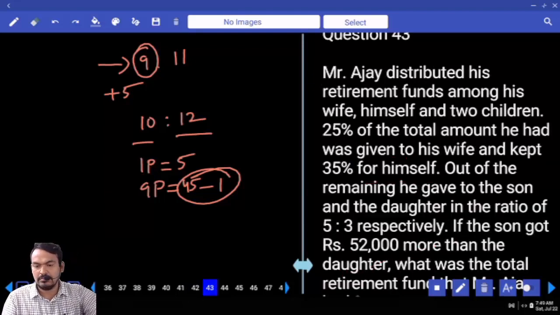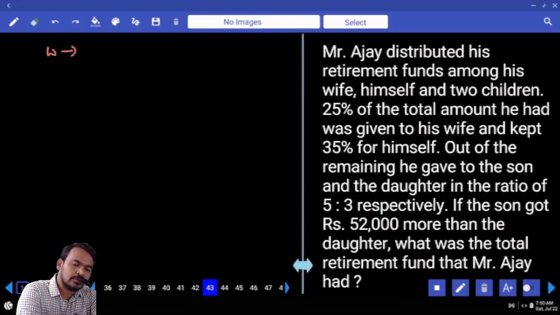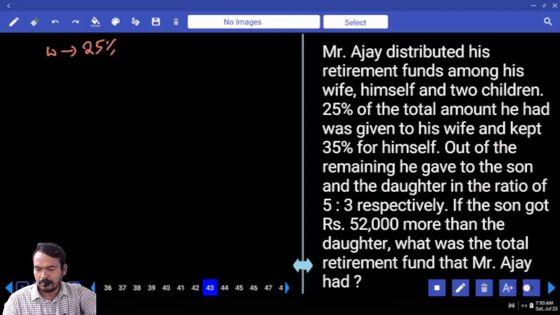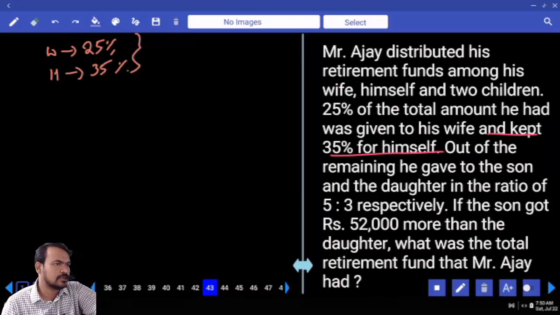Next, 43. Mr. Ajay distributed his retirement funds among his wife, himself and 2 children. 25% of the amount he had was given to his wife. Means wife received how much percent? 25%. What is the remaining? 75. But here it is clearly mentioned he kept 35% for himself, not from the remaining. 35% for himself. 25 plus 35, 60. 60 completed. What is the remaining? 40%. That is the distributed part.